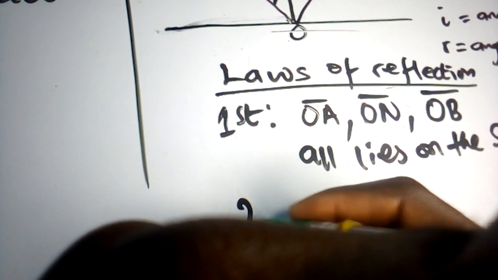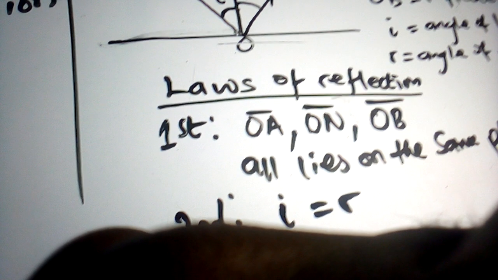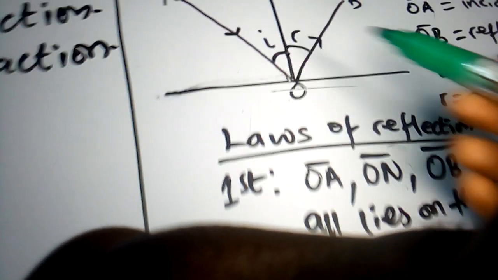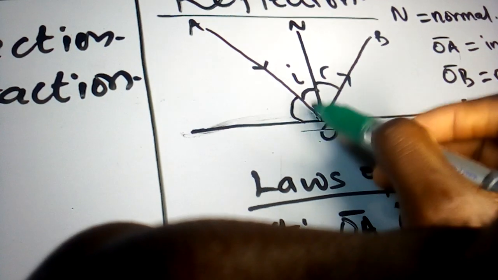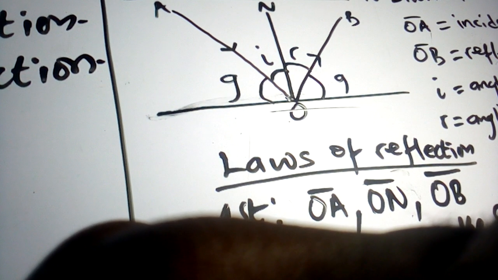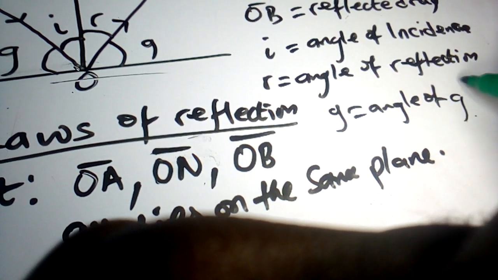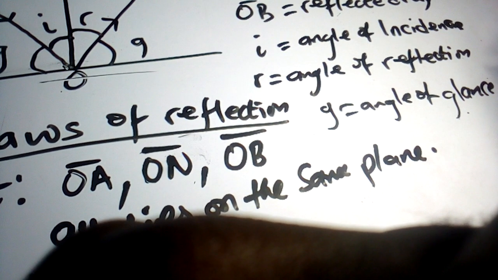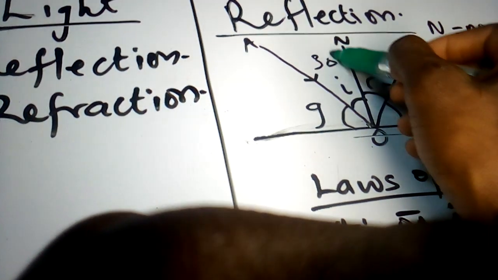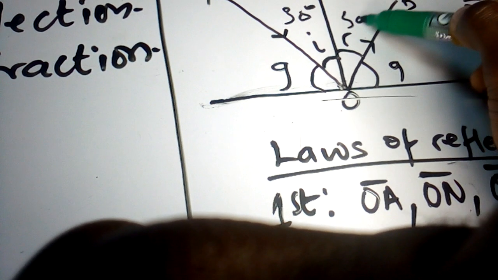Then we have the second law, and that just tells us that i equals r, which means the angle of incidence is equal to the angle of reflection. So this angle here will be called the angle of glance. G is called the angle of glance. So if i is 30 degrees, definitely, since according to the second law i equals r, r here will also be 30 degrees.